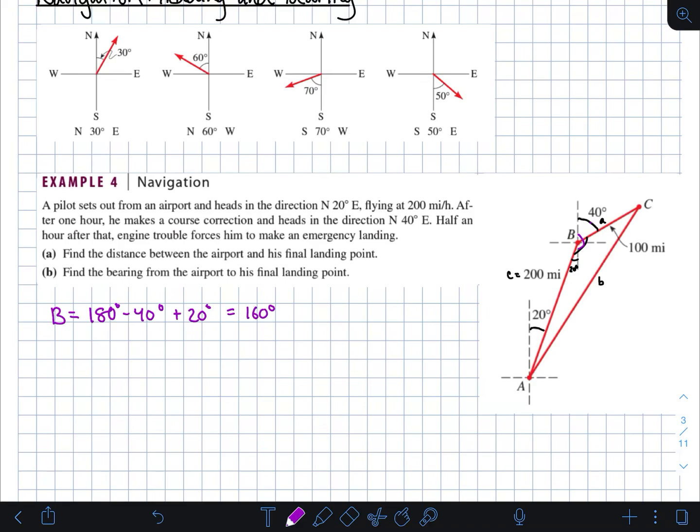So this whole angle here is 160 degrees. Now we should have enough information to solve for b. We're going to use the law of cosines. b squared equals a squared plus c squared minus 2ac cosine B. So b squared equals, and we said a is 100 miles, c is 200 miles, minus 2 times 100 times 200 times cosine of 160 degrees.